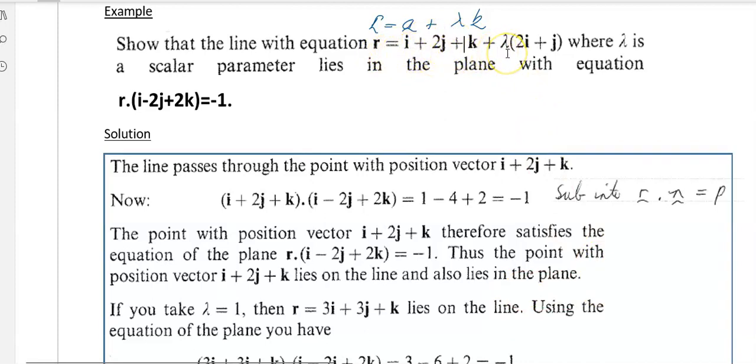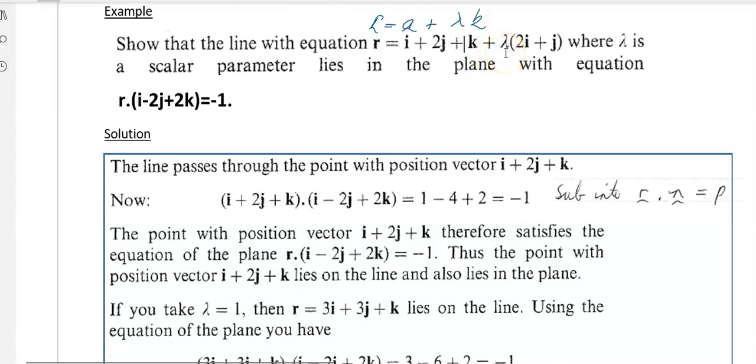Effectively, what I've done here to get this point is I put lambda equal to 0. Now I can put lambda equal to any other number. I can put lambda equal to 17, 18, 19, 20, whatever, and then tidy it up, and I would find another point which is definitely on my line. The easiest thing to do is just let lambda equal 1.